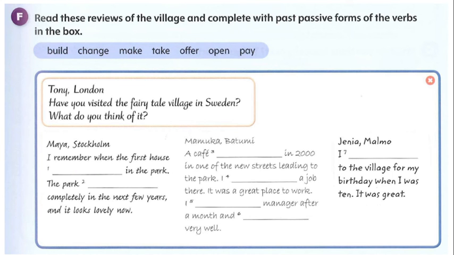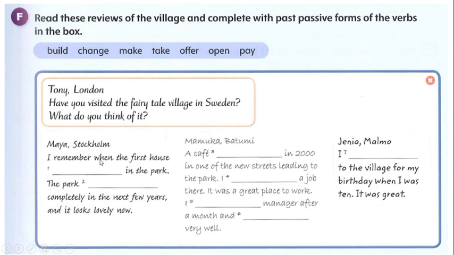Okay, we have one more. Read these reviews of the village and complete with the past passive form of the verb. Have you visited the fairytale village in Sweden? What do you think of it?